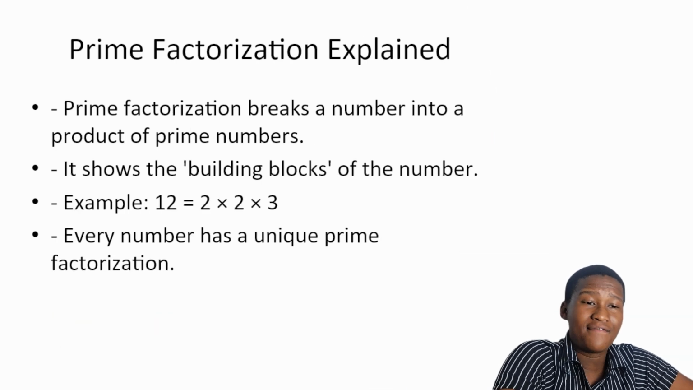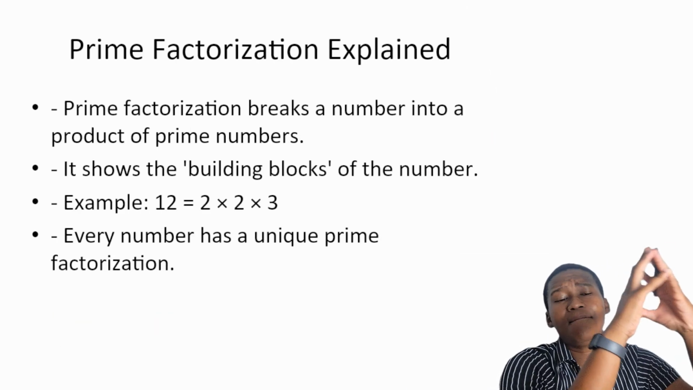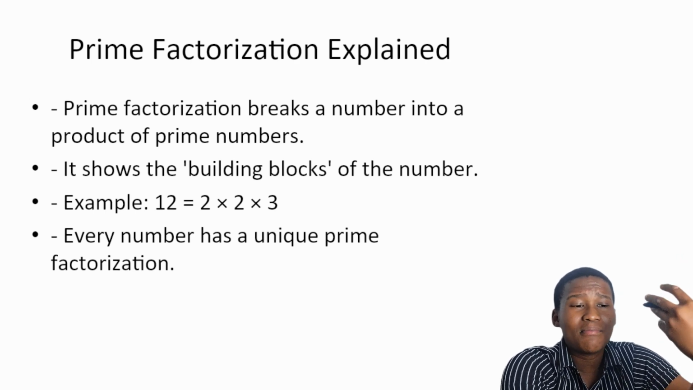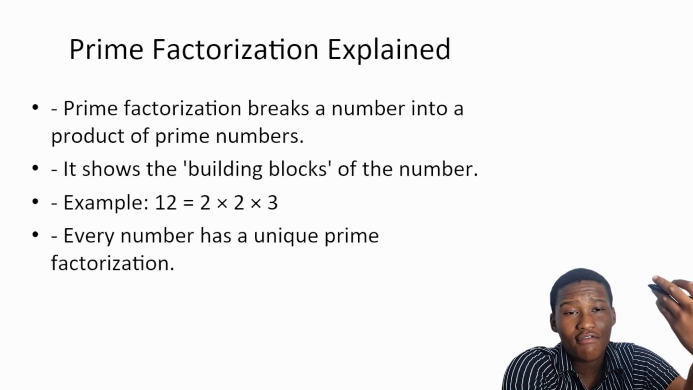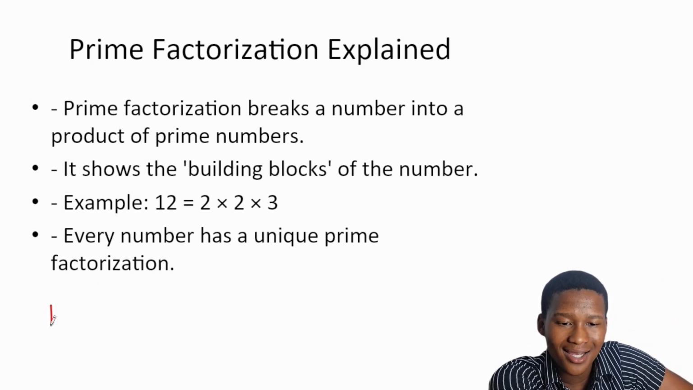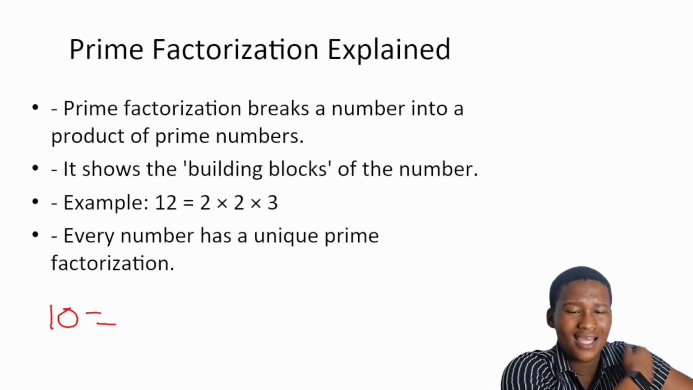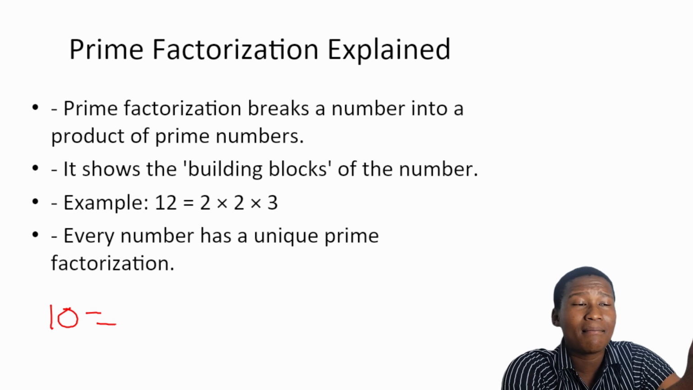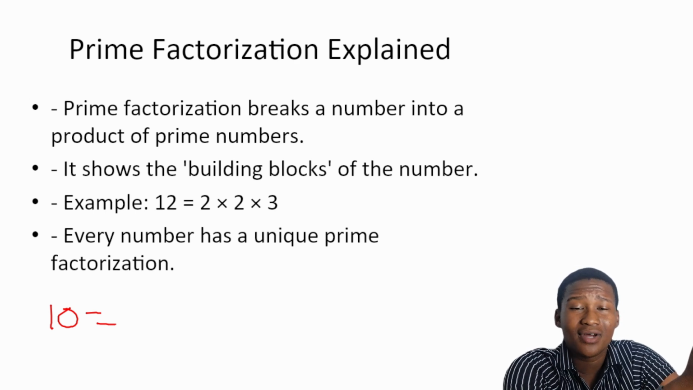Now let's get into prime factorization since you understand prime numbers. So prime factorization is actually simple. Prime factorization is when you break a number into a product of prime numbers. For example, let me use 10. You must break 10 into a product of prime numbers. What do you mean? Well, which prime number multiplied by another prime number is going to give you 10.